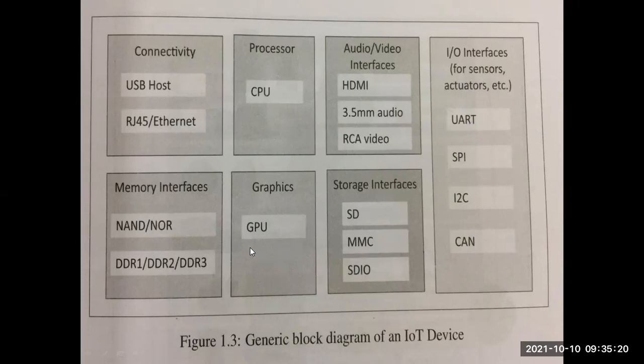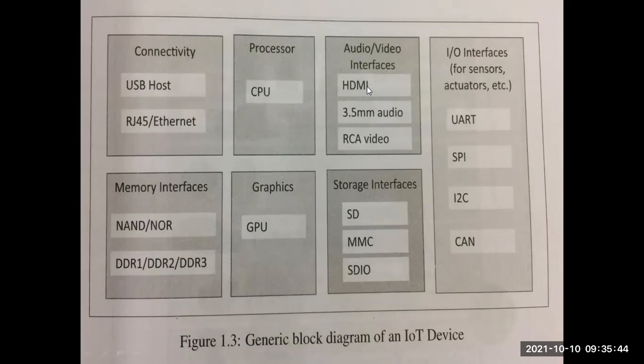Graphics is GPU. And the memory interface is either NAND/NOR or DDR1, DDR2, DDR3. This is the memory interface. The connectivity is either using USB, universal serial bus, host, and RJ45 Ethernet. These are the connectivity. Processor: any general processor, there is CPU, central processing unit.